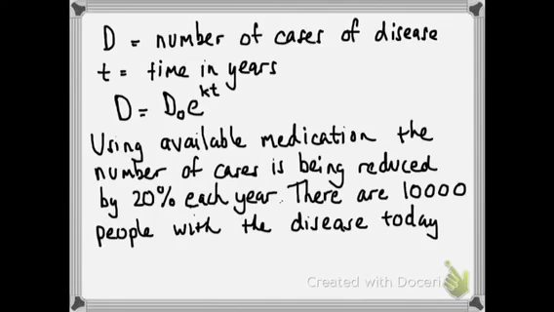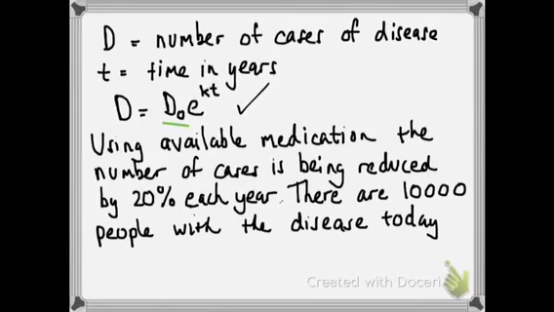Here's my first example. We've got an equation here, D equals D naught e to the power of kt. D is the number of cases of disease, t is the time in years. K, you might be wondering what that is. K is a constant which we'll have to find at some point in this question. Now D naught, though not specifically said in the question, usually indicates the number of cases of disease at the start, at time 0.